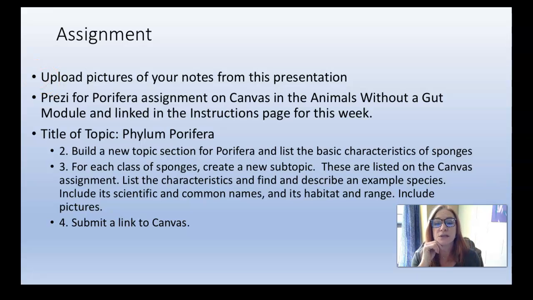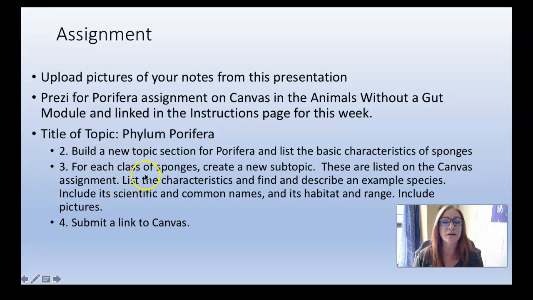But for this week, you need to add a topic that will be Phylum Porifera. You're going to build a new topic section. You're going to list the basic characteristics of sponges. There was only 3 way back at the beginning of this very long video. And then you're going to add 3 subtopics to that Porifera. So when you're in your Porifera topic, you're going to go up to the top left, and hit subtopic 3 times, and each subtopic will be a class. You need to do Demospongiae, Calcarea, and Hexactinellida.